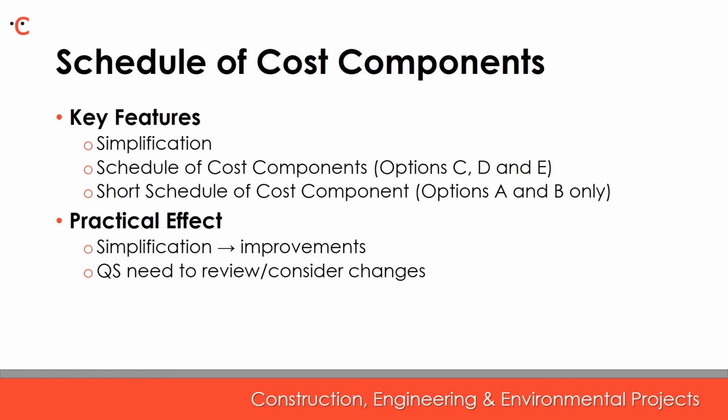The short schedule of cost components has been removed from main options C, D and E and now used exclusively in options A and B only to assess compensation events. However, the schedule of cost components will now be used only for main options C, D and E. We would expect that quantity surveyors will need to work through these changes carefully to avoid being caught out.